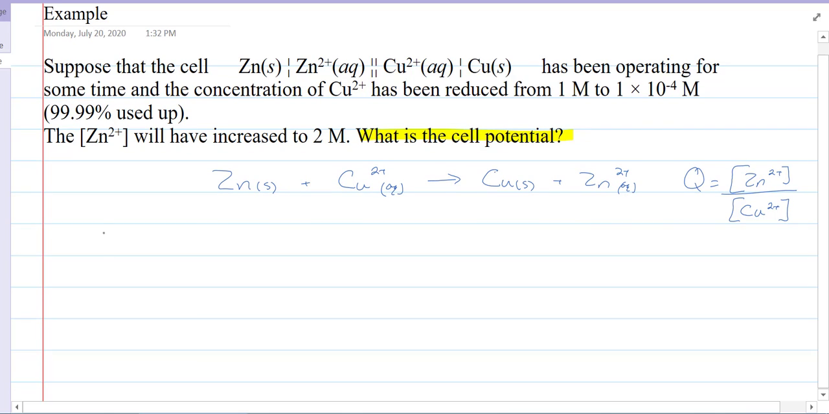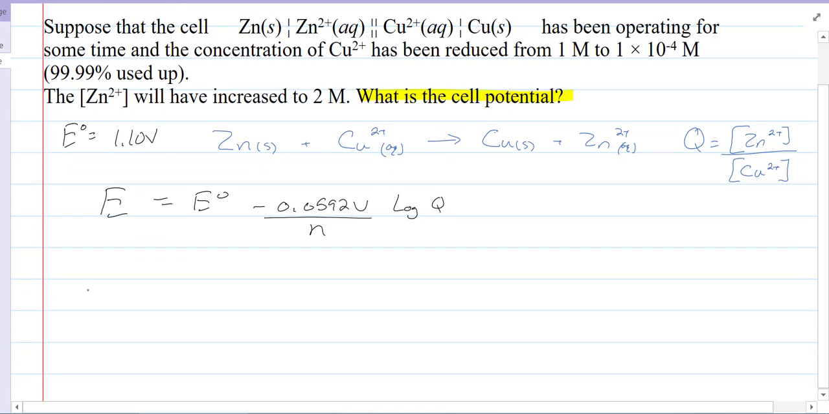Okay, now E. Do you remember E standard? 1.10 volts. So E equals E standard. Now we can use either one. A lot of times we'll use in class minus 0.0592 volts because we're assuming it's at 25 degrees Celsius over N log of Q. So we're looking for E, 1.10 volts minus 0.0592 volts over 2 moles of electrons times the log.